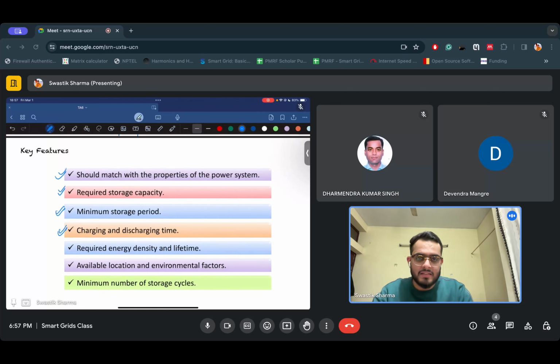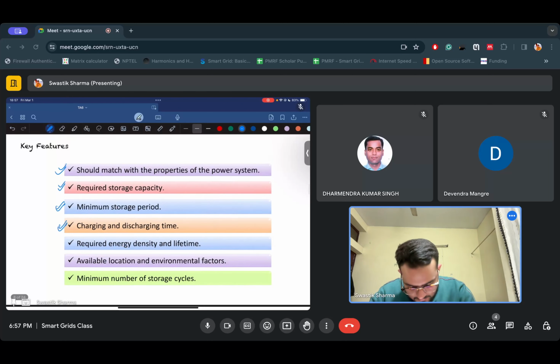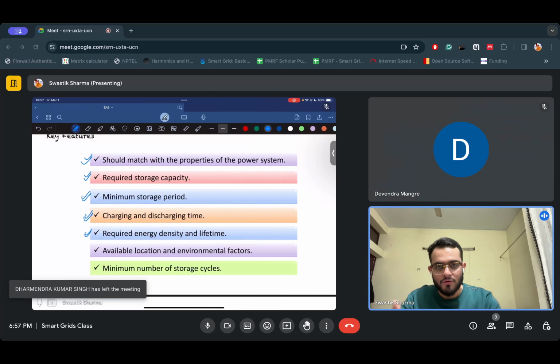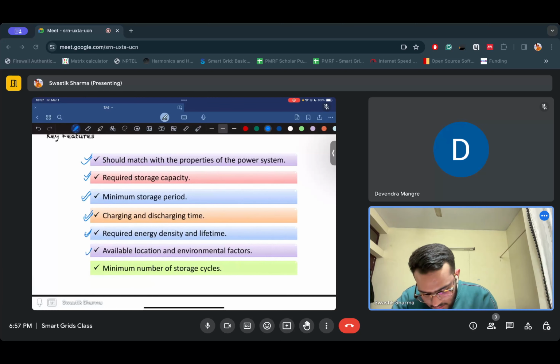Third, it has some charging and discharging time. It can't just start providing, it can do it quickly, but it has some amount of time to charge and discharge. Like your phone, it takes roughly half an hour to 1 hour to charge to 100%, right? Then there is a required energy density and lifetime. Each storage has a lifetime, like your phone's battery, which decays with time. It is not able to store the amount of charge it could when it was new. Then you need the right locations and environmental factors. And there are a minimum number of storage cycles before you can start delivering power to the grid.